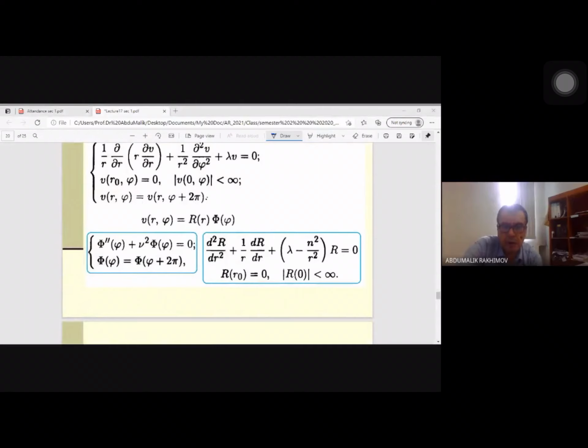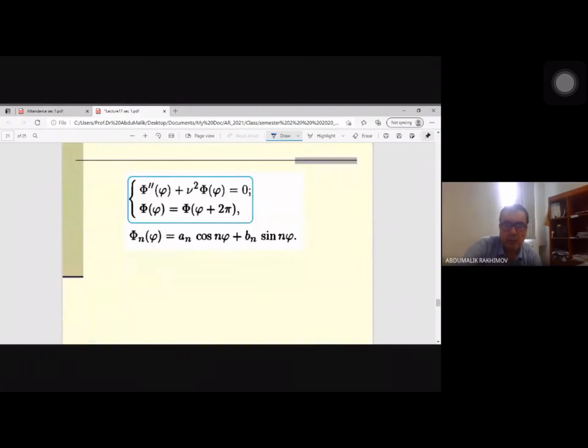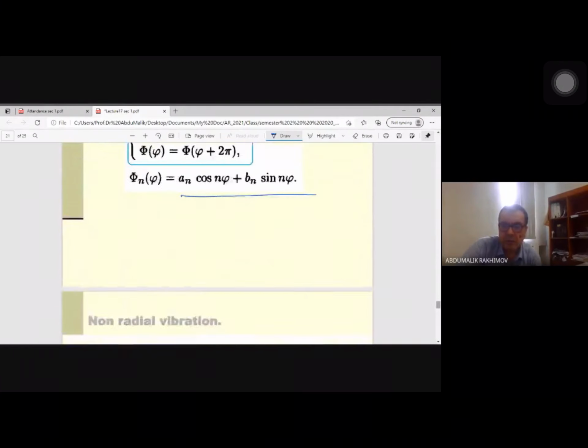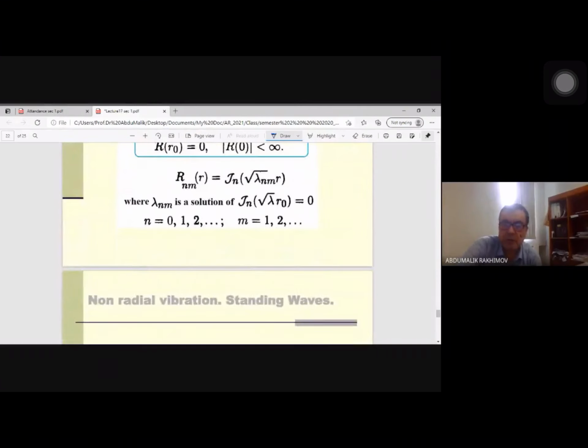The solution of the phi equation is a combination of cosine and sine. This is also from lecture number 2; it is a Sturm-Liouville problem. And this other equation is Bessel's equation, and you can see here nu is equal to n. The solution is a combination of Bessel functions. So we split into 3 ODEs.